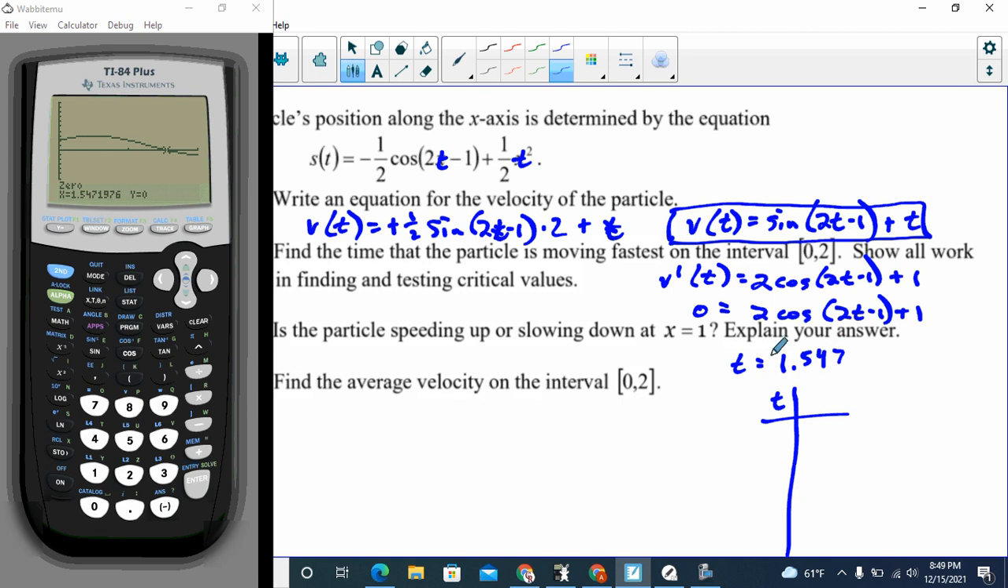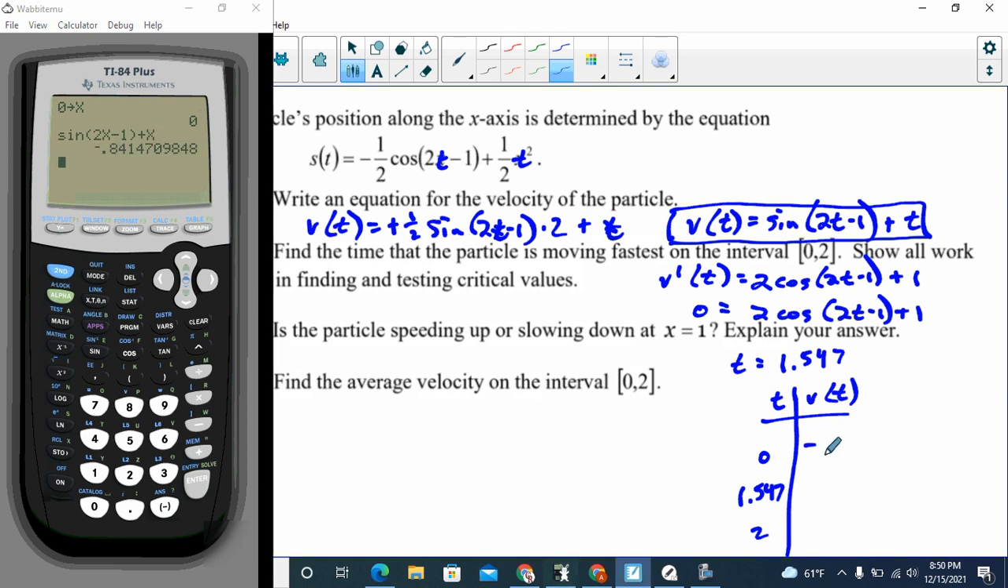We were trying to show that we have a maximum value there. That is the absolute max from 0 to 2. It might be at one of the endpoints as well. So we want to check the velocity at time 1.547, as well as at the endpoints of our interval, which are 0 and 2. We want to get the velocity at all three of those, and then we can compare. So I'm going to store 0 as x, and then plug 0 into velocity. Sine of 2x minus 1 plus x.